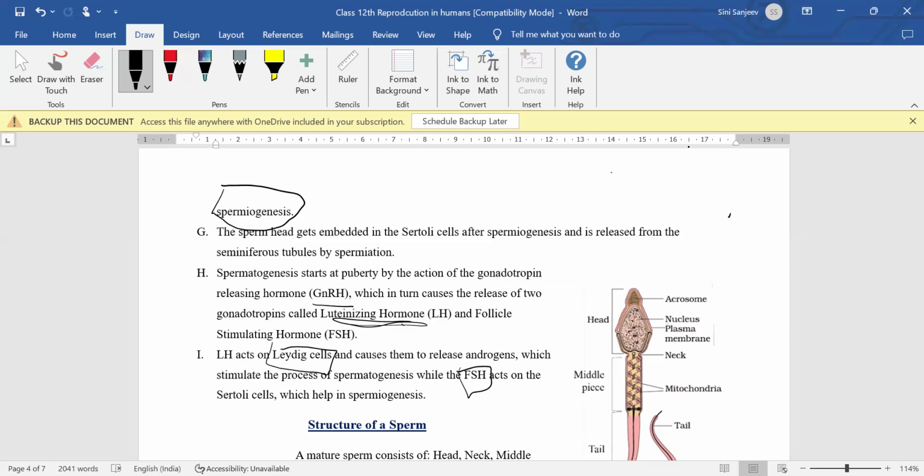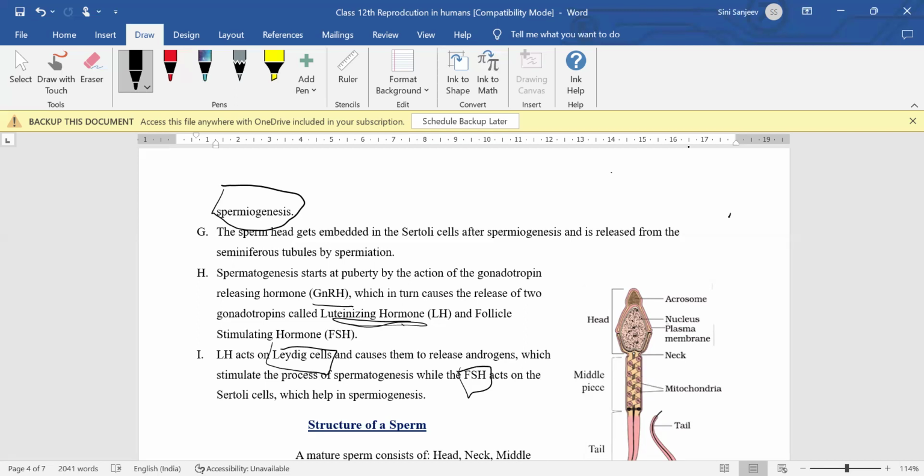LH, which is already present in the Leydig cells, will release the androgen and help in stimulating the spermatogenesis process. But as I told you, the sperms get embedded into the Sertoli cells before getting released externally. So to release the sperms from the body, FSH plays an important role. So this is all about the spermatogenesis process and the hormones involved in male gamete production.